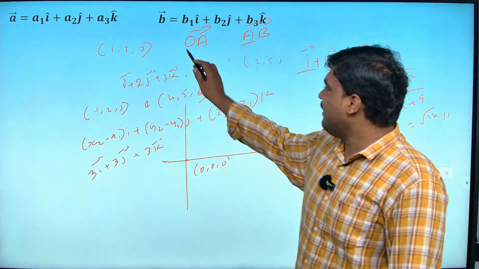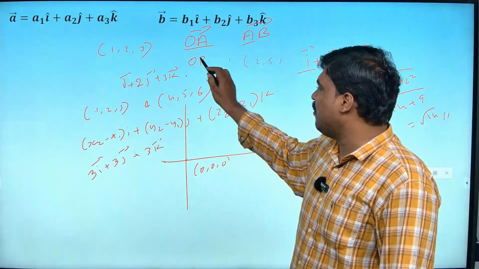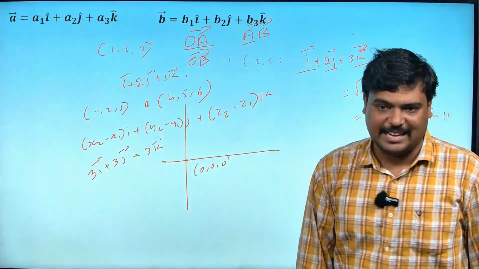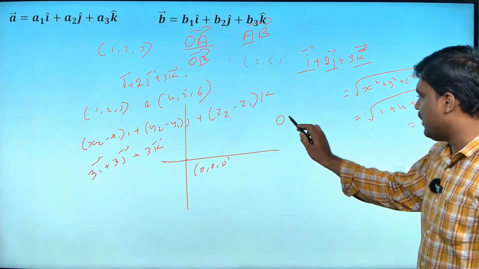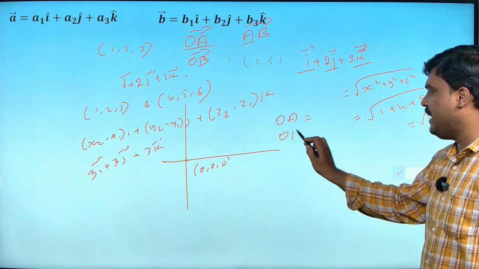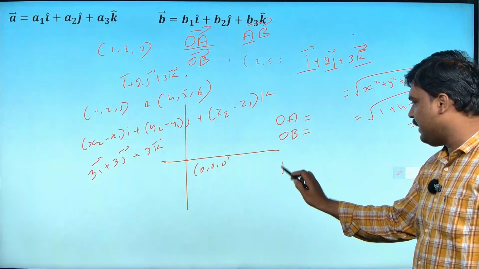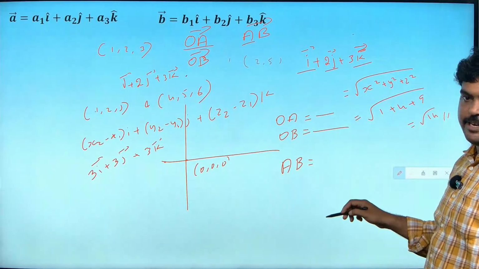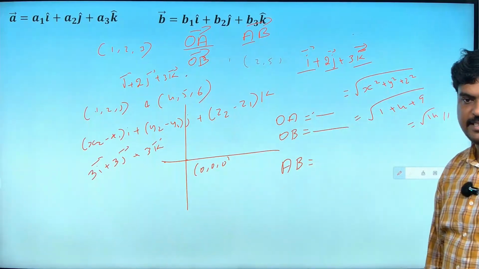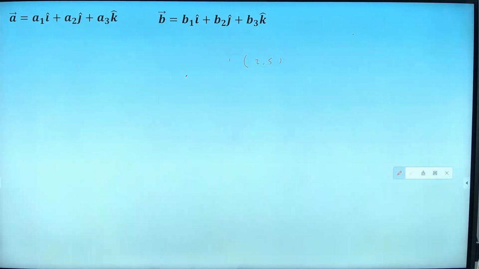Sir, they have given OA vector and they have given OB vector. How to find the AB vector? OB minus OA. They gave me OA vector, they gave OB vector. If they ask me AB vector, what am I supposed to do? This is the terminal point, this is the starting point. So I'll start from this and subtract here. Okay, so this much நம்ம பார்த்தோம், கரெக்ட்டா?